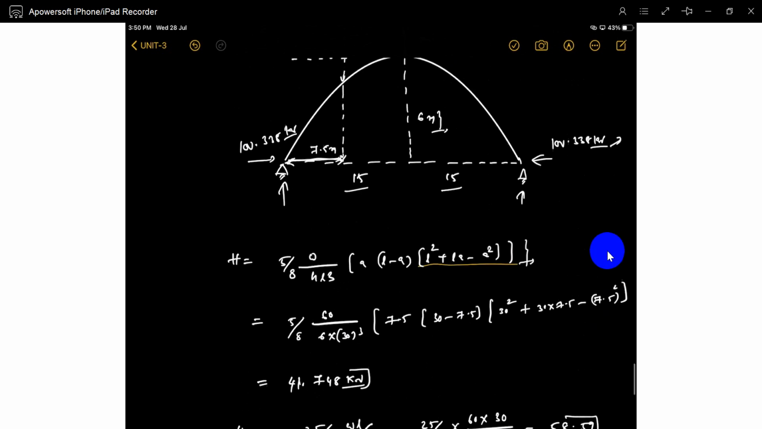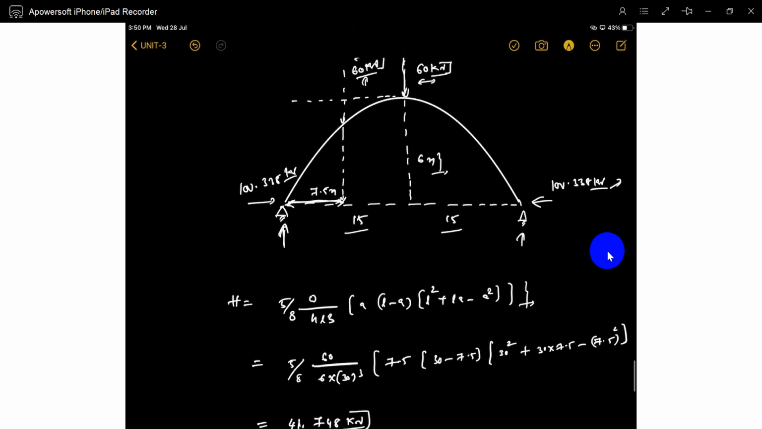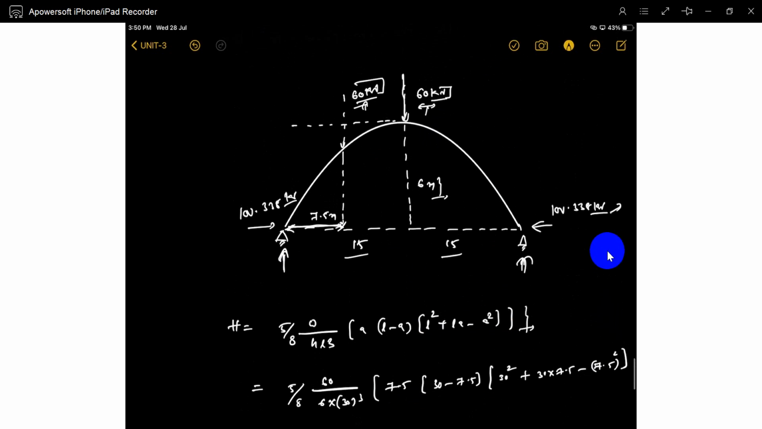First you have to find out the support reactions. Support reactions are easier. What are the support reactions? The total is 60 plus 60, 120. So for the 60 at the crown you will get 30 and 30. For the other 60, you will get 60 into the remaining distance, which is 30 minus 7.5. What is that value? 22.